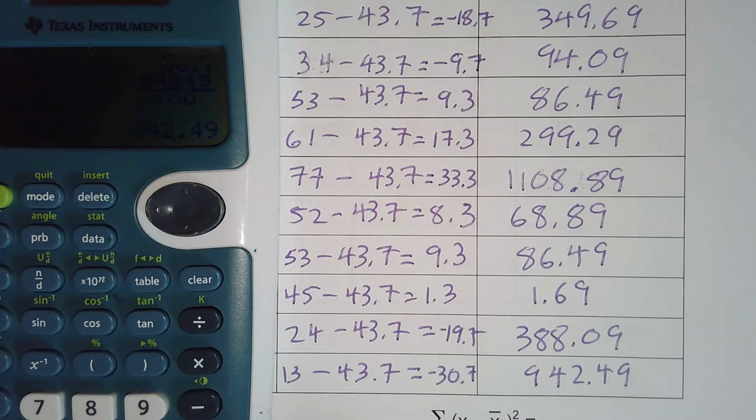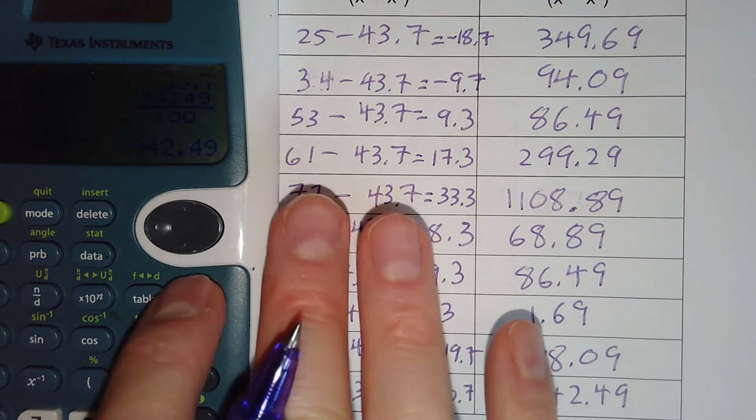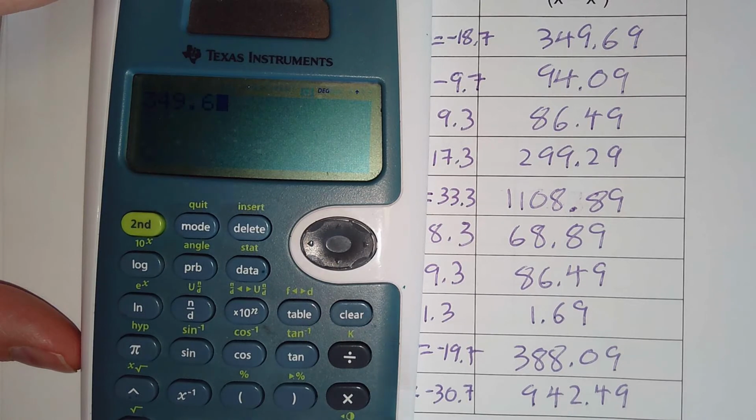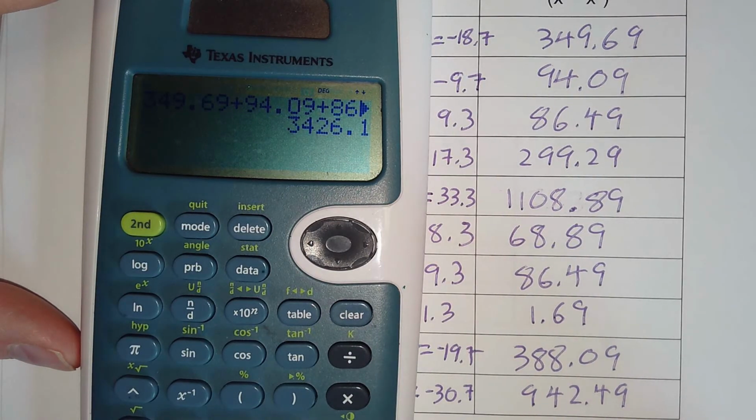Now I need to add these 10 numbers up. I'm going to type them in by hand on the calculator. 949.69 plus 94.09 plus 86.49 plus 299.29 plus 1108.89 plus 68.89 plus 86.49 plus 1.69 plus 388.09 plus 942.49. Hit enter. Wow, big number.